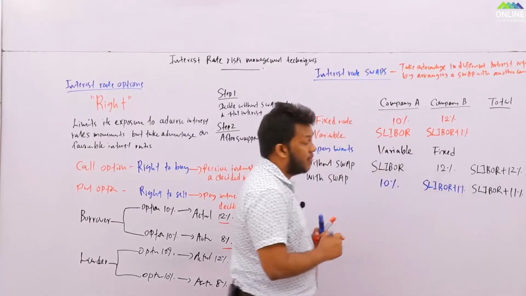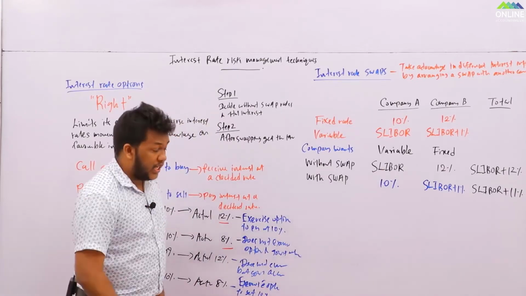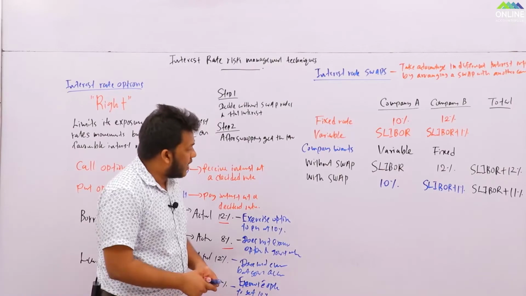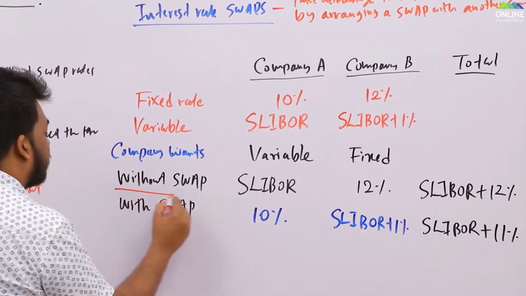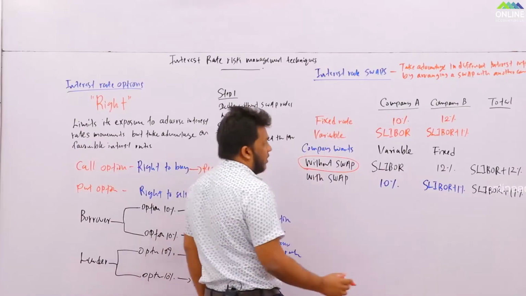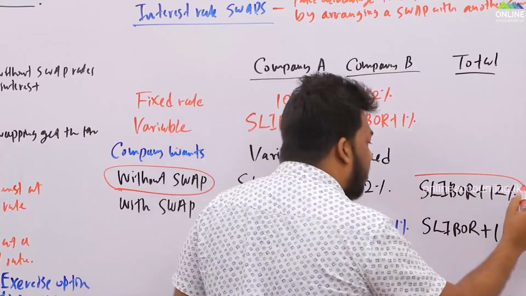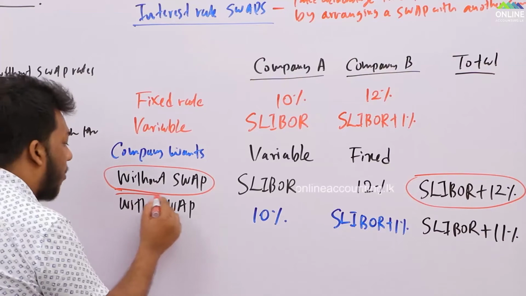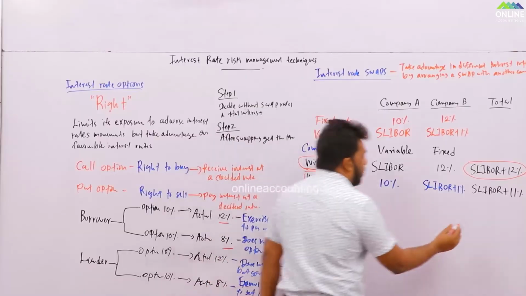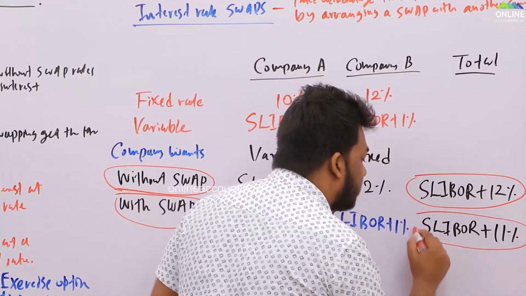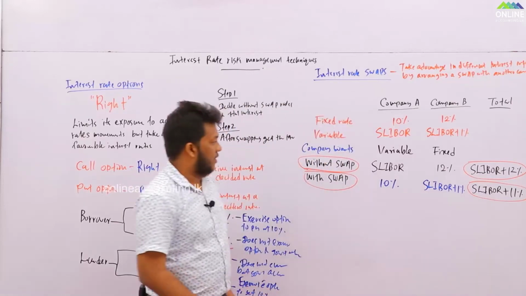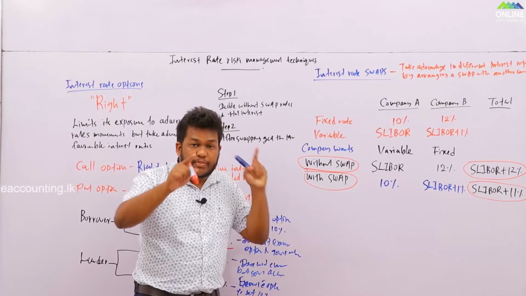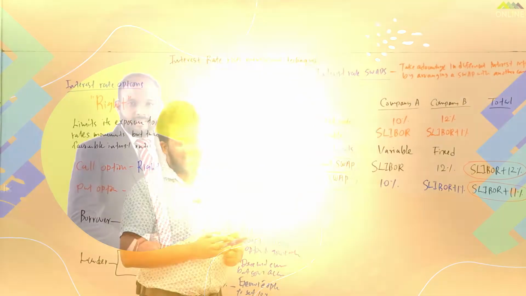Now I see. See carefully, understand the logic. If the company is not swapping, without swapping, the total is SLIBOR plus 12%. If the company is swapping, with swap, the total is SLIBOR plus 11%. So are you seeing a gain here because of the swap? Yes.